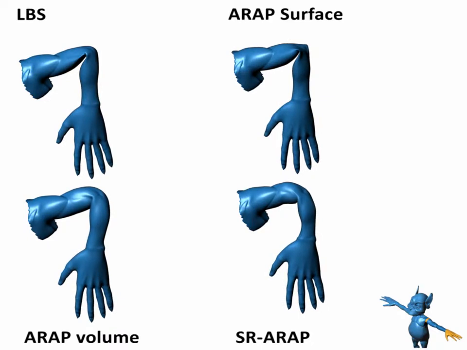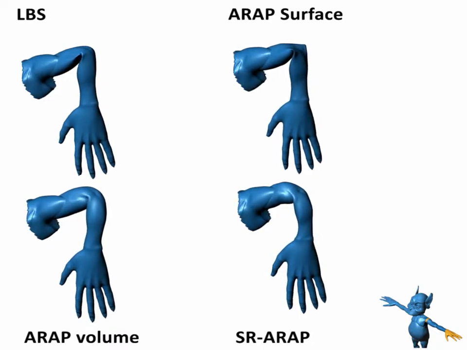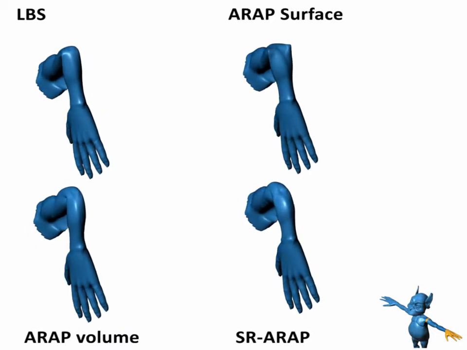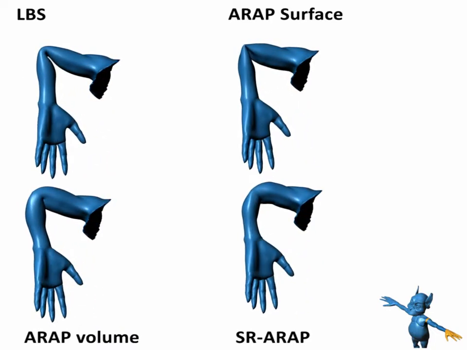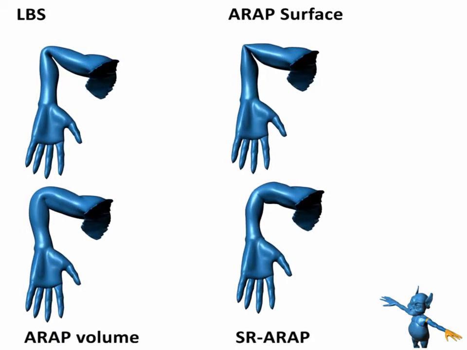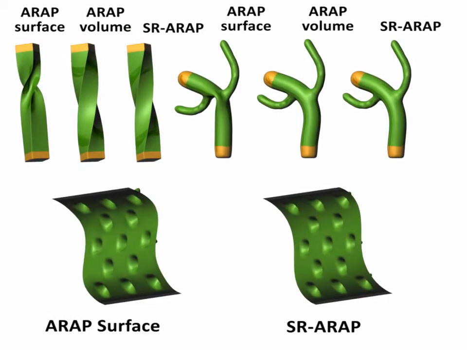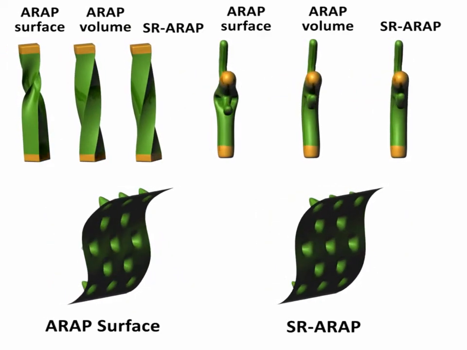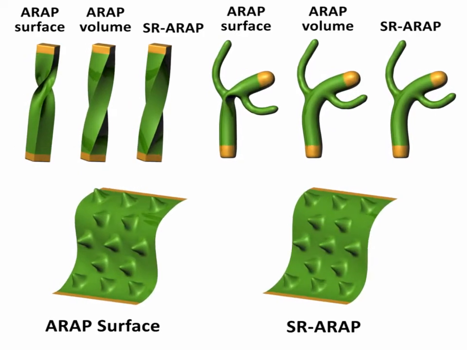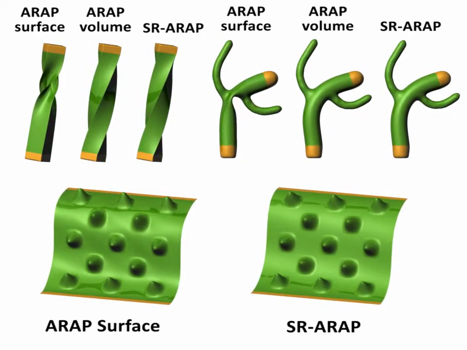Another issue with volume deformation techniques is that most tetrahedral mesh construction techniques require that the input mesh be a clean, watertight, and non-self-intersecting surface. The bumpy plane cannot be deformed using as-rigid-as-possible volume deformation since it doesn't enclose any volume.